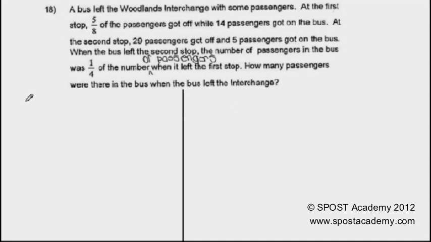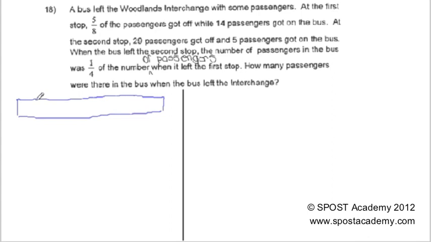At the first stop, 8 of the passengers got off. So what I need to do now is to draw a model that shows 8 units to represent all the original number of people. So I cut into 8 units: 1, 2, 3, 4, 5, 6, 7, 8. And 8 of them got off. So 1, 2, 3, 4, 5. They got off. So they alighted from the bus.